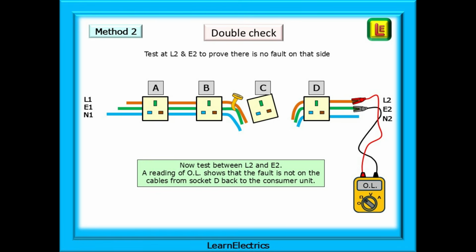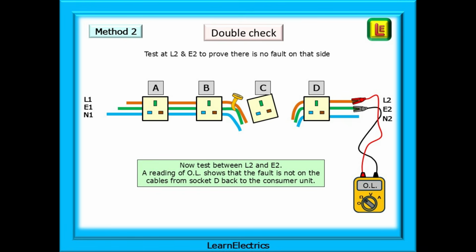Double check that we've isolated the fault by testing at the other end of the twin and earth cable, that is to say between L2 and E2 this time. These number 2 conductors are already there at the consumer unit, so this is a very quick 10-second test. A reading of OL shows that the fault is not on the cables between socket D back to the consumer unit. The fault is definitely between sockets B and C.